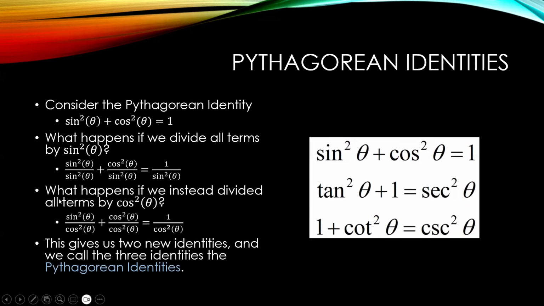Well, from this, what happens if we divide everything by sine squared? Or what happens if we divide everything by cosine squared? Dividing by sine squared or cosine squared is going to give us these other 2 identities. So tangent squared plus 1 is secant squared, or 1 plus cotangent squared is cosecant squared. These 3 are considered the Pythagorean identities.